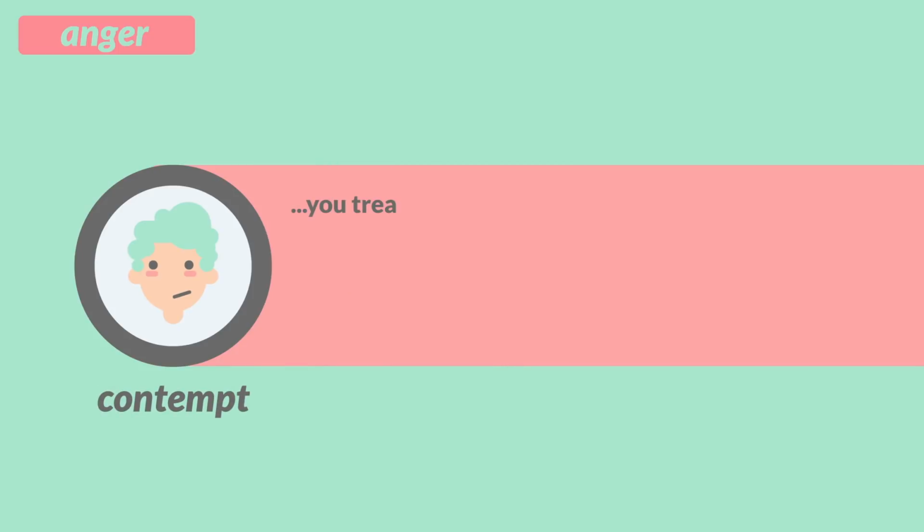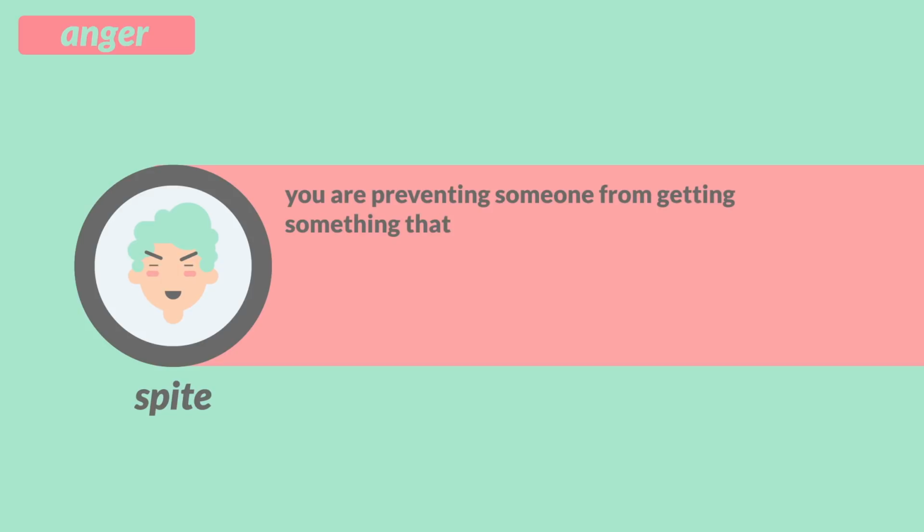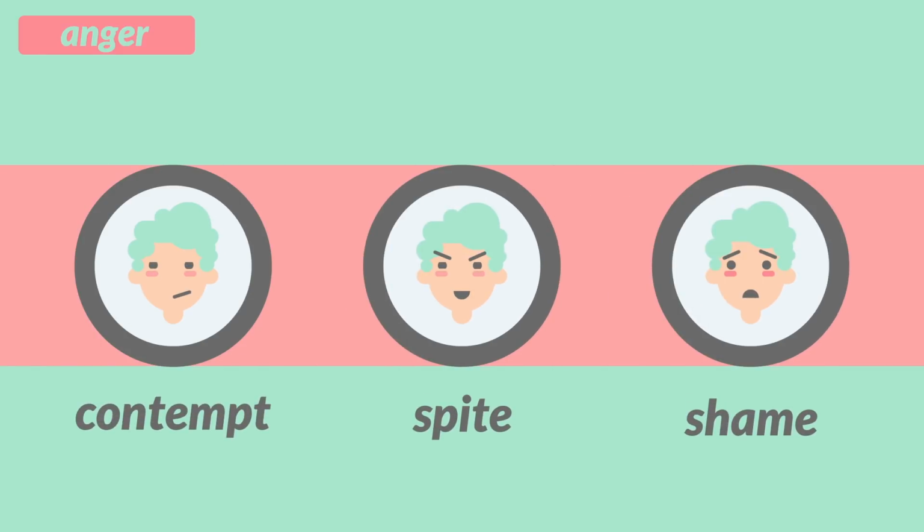Showing contempt means that you treat the things or people that someone cares about as unimportant. Acting spitefully means that you're preventing someone from getting something that they want just to hurt them. Shaming someone means that you're discrediting them in some way. People feel calm when you do the opposite of these things.